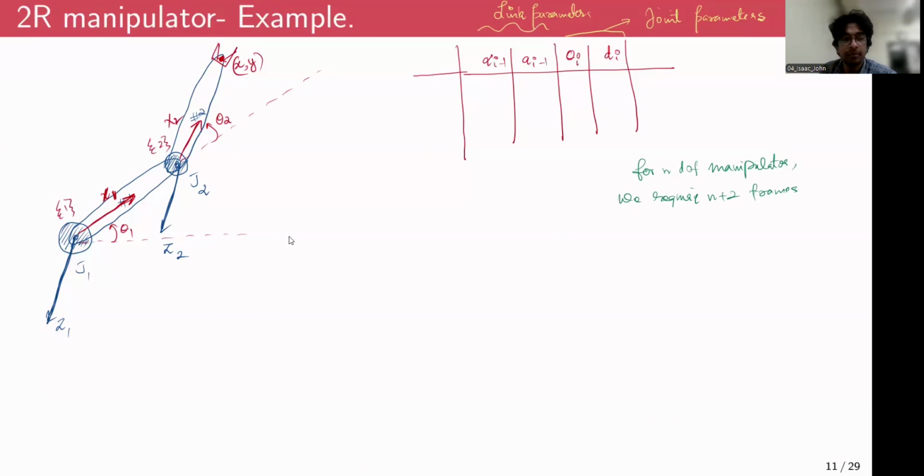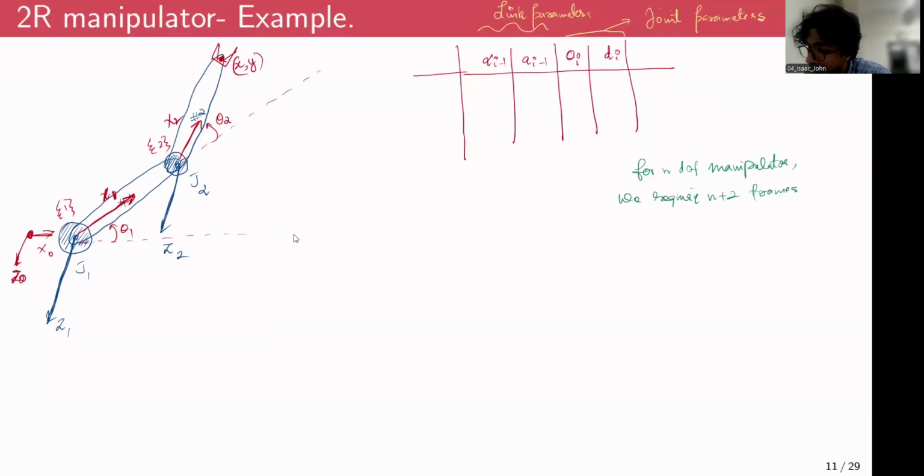And the remaining two frames, one corresponding to the end effector and one corresponding to the ground, you can choose as per your convenience. It does not have to follow any convention. In my case, I would probably stick with Z0 again out of plane. I would consider the fixed frame to be like this: Z0 is out of plane and x0 is horizontal. You can fix it however you want.